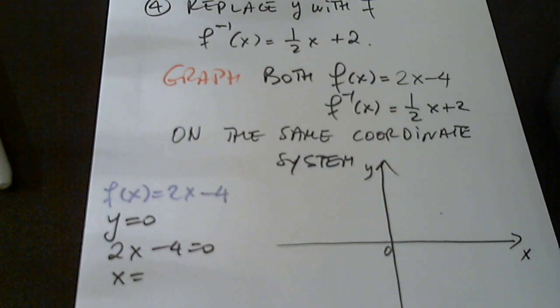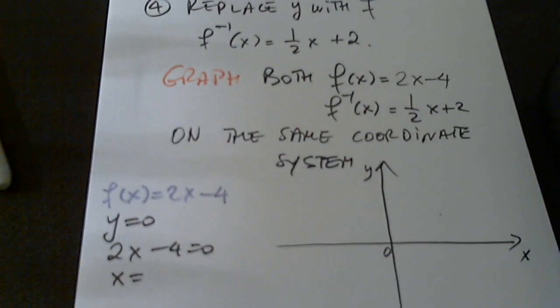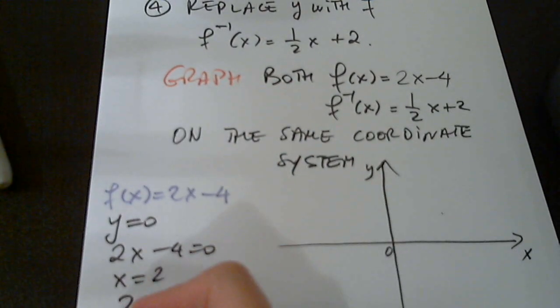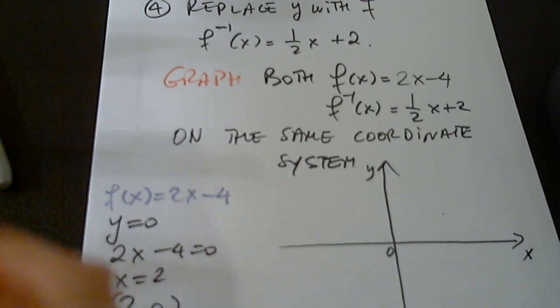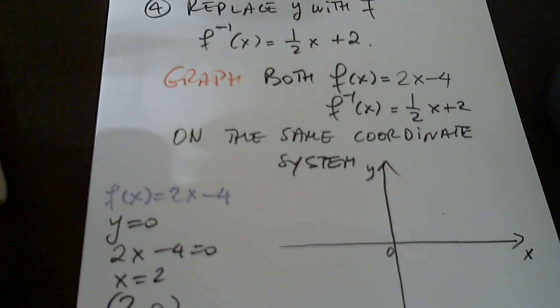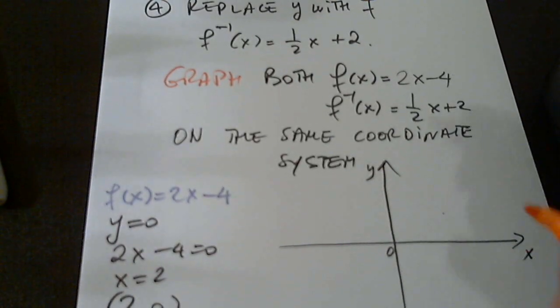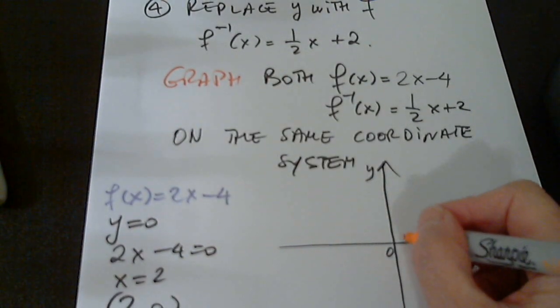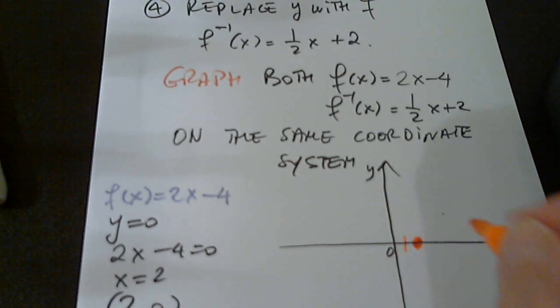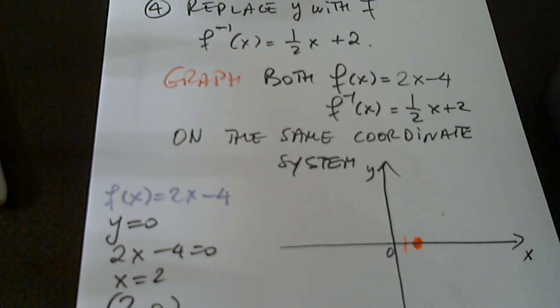So what is the ordered pair I have to plot? 2 comma 0. Excellent. Indeed, so x equals 2. So we plot 2 comma 0. So this is 2 comma 0. Good. This is the x-intercept.